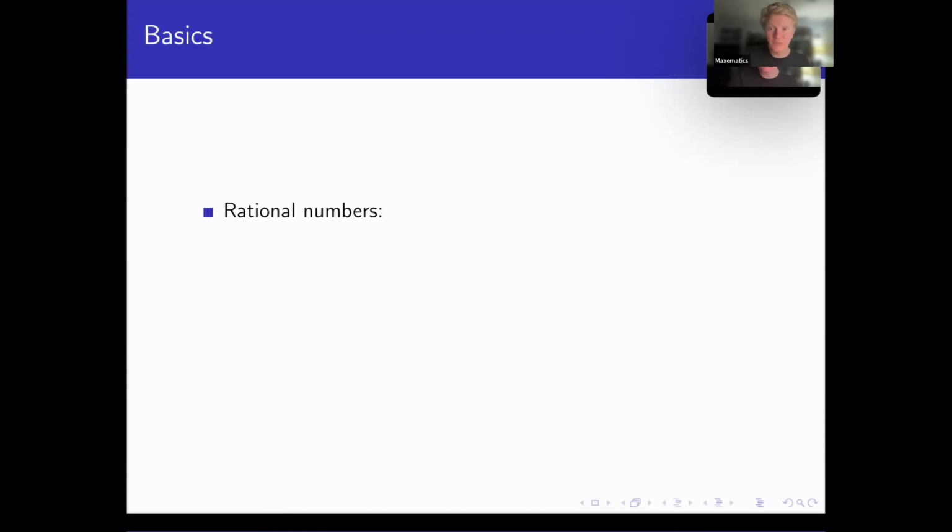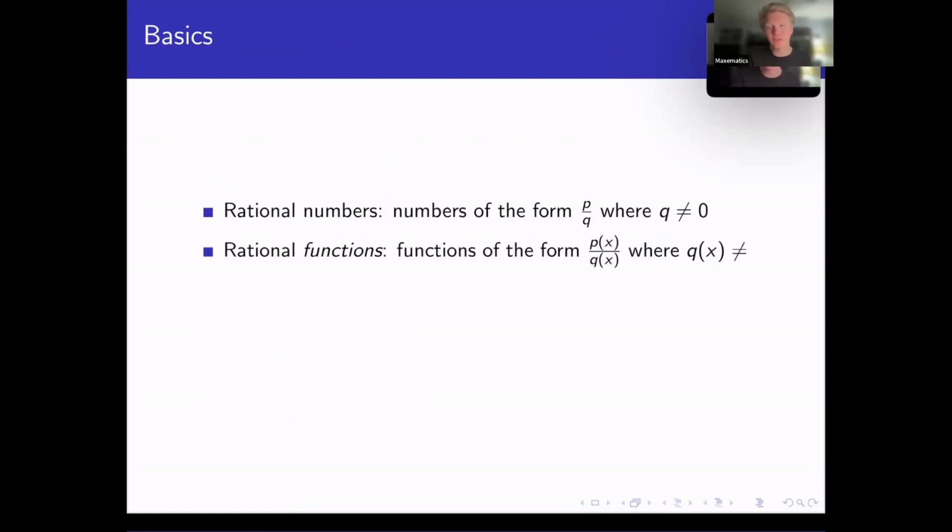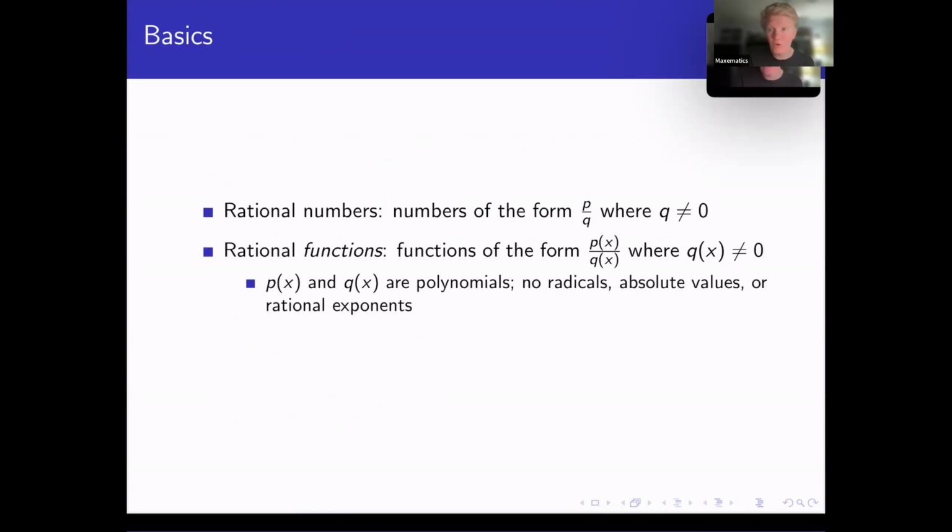So, rational numbers are numbers of the form p over q, where q doesn't equal 0. So, rational functions are functions of the form p of x over q of x, where q of x does not equal 0. P of x and q of x are themselves polynomials. As a reminder, no radicals, no absolute values, no rational exponents, right? Just straight x's to whole number powers. The domain of rational functions is all the places where the denominator does not equal 0.